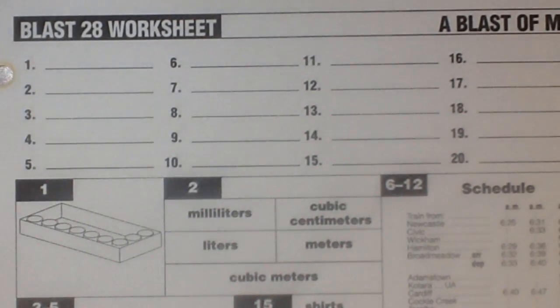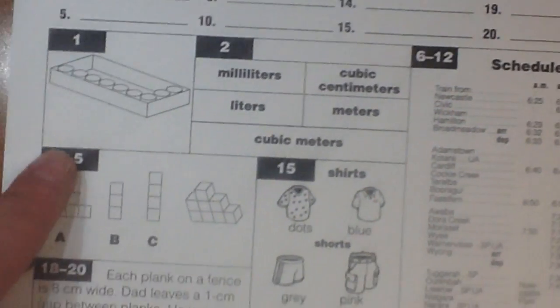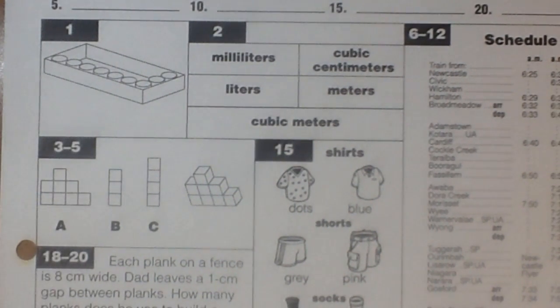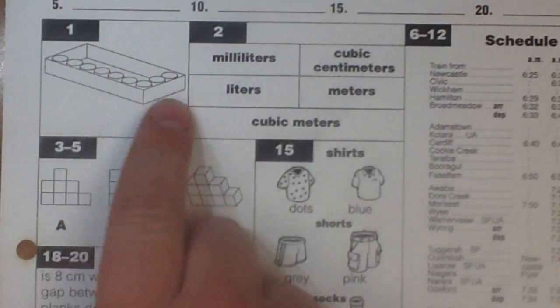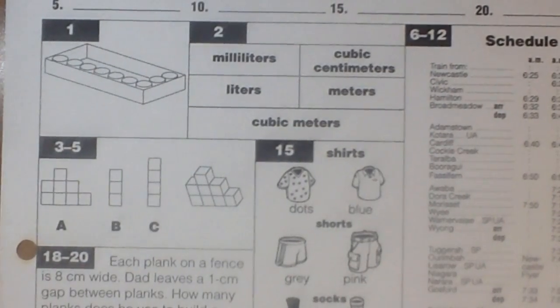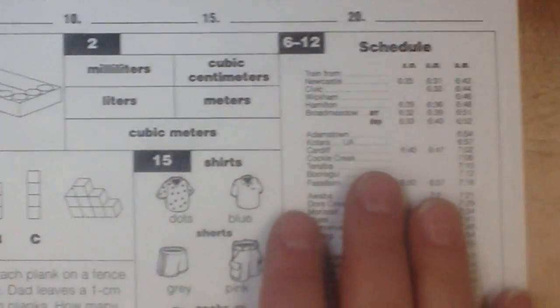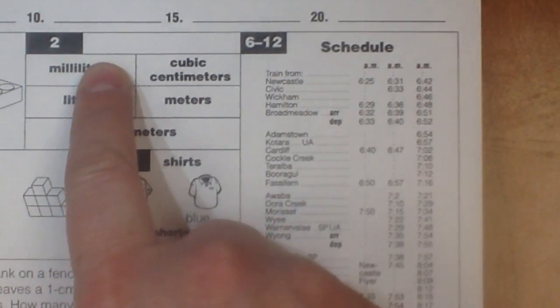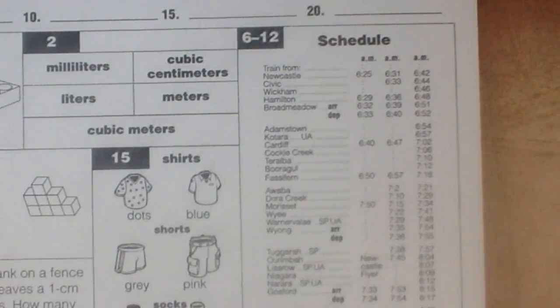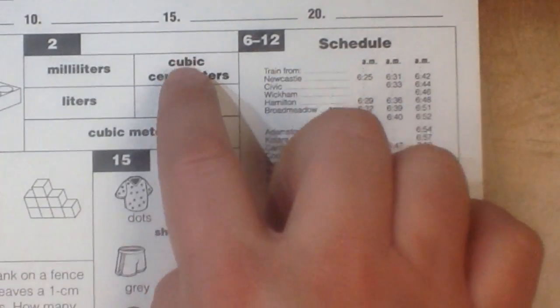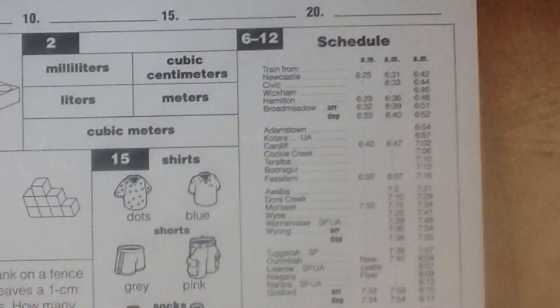Blast 28. Question number 1. How many cans of corn can be packed in that box? Clue number 2. Which word does not belong with the others in this group?